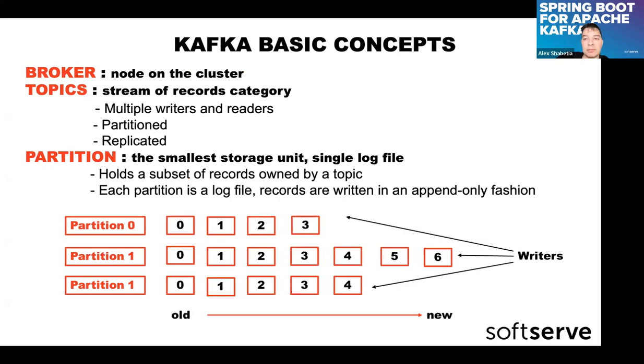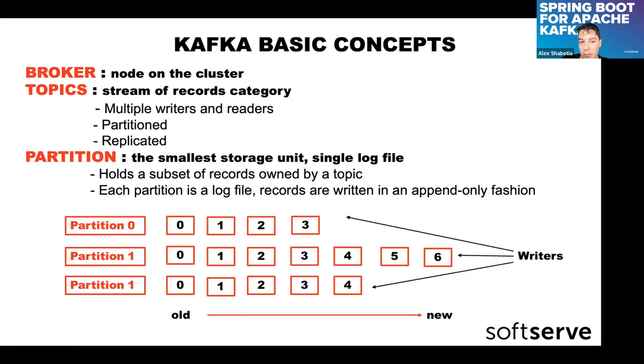The basic concepts of Kafka start with the broker. It's a node of the cluster, because usually we use Kafka in clusters, and we call a single server, a single node of it, a broker. Also, there are topics in Kafka. A topic is a stream of records. There can be multiple writers and readers in a topic. It's partitioned and it's replicated.